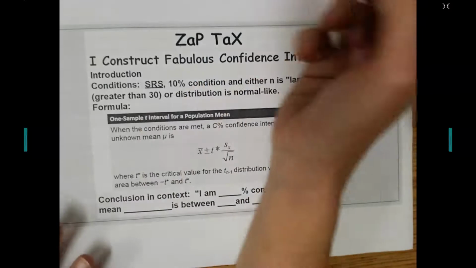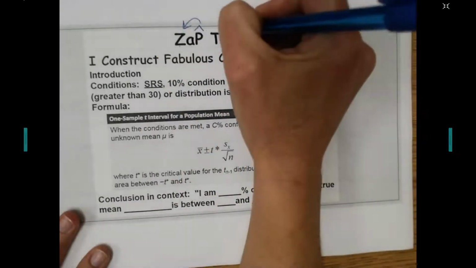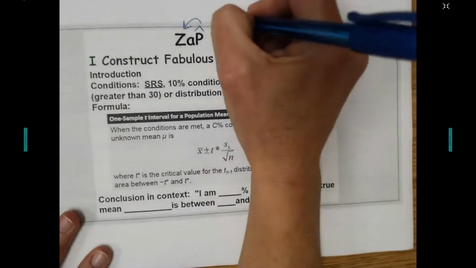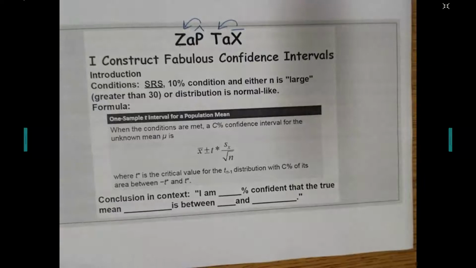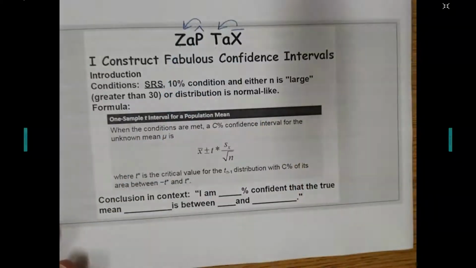Well, here is a nice rule to remember, ZAPTAX. If it's proportions, you're going to use Z. If it's means, especially if you don't know the population standard deviation, you're using T. Now, if you know the population standard deviation, you could use Z, but just as a general rule, if it's proportions, use Z. If it's means, use T. Okay? All right, so again, both of those are measuring number of standard deviations you are away from the mean.